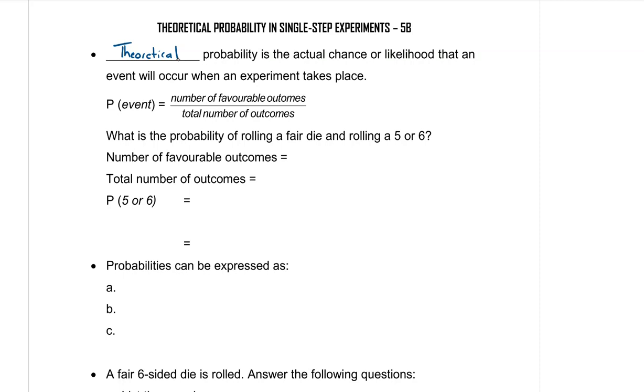Okay, it's not what will actually happen, but in theory, what will happen is determined by this formula, P for probability, and whatever it is that we want to find the probability of, we call that the event. So if I was rolling a dice and I wanted the probability of rolling a 6, I would go P for probability, and in brackets I'd put a 6. It's going to be equal to the number of favourable outcomes over the total number of outcomes.